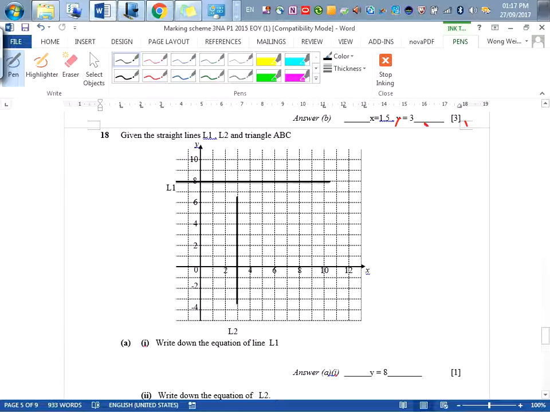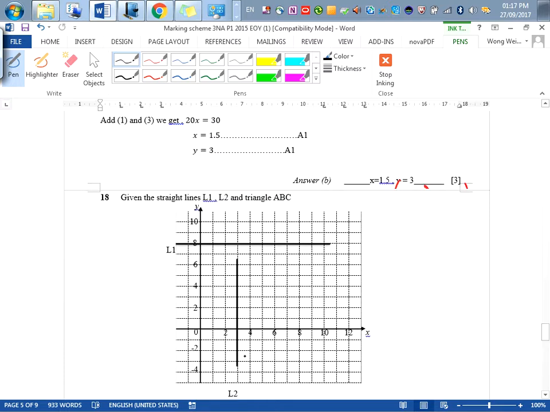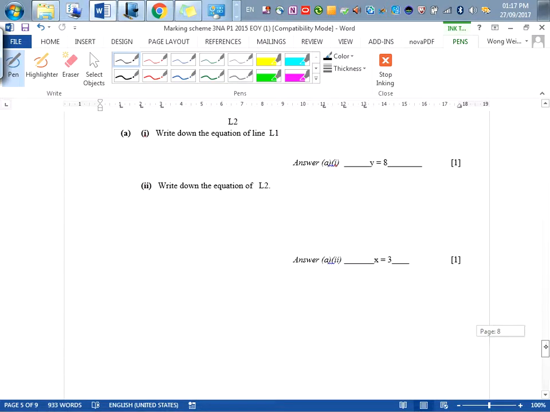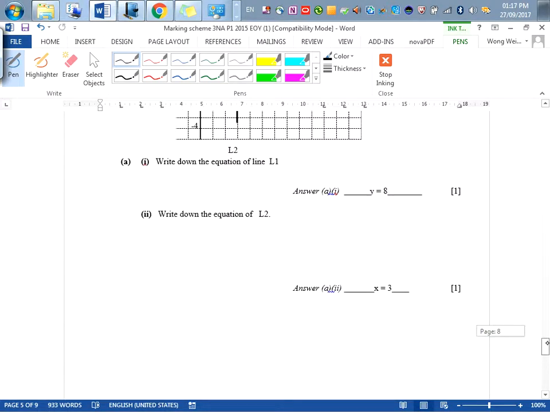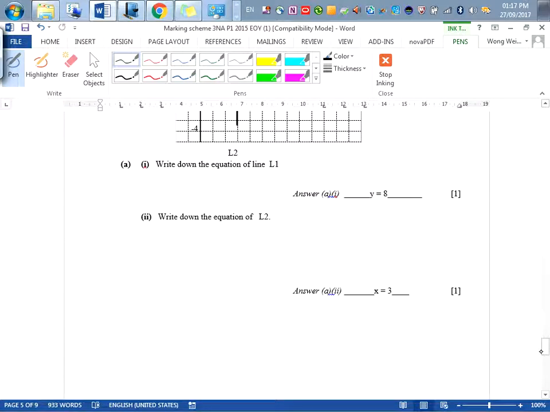Next, question 18. I'm moving fast. You cannot keep up, you go and watch the video. Because I still have paper 2. One period is over already. Okay? Now, the equation of the line L1 over here, y equals to 8. The other one is x equals to 3. You go home and watch the video. No time.